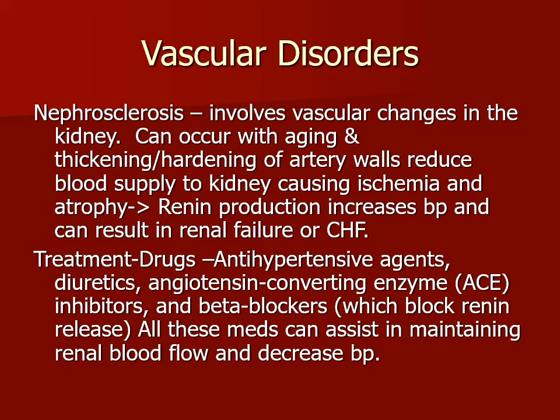Nephrosclerosis involves vascular changes in the kidney, can occur with aging and thickening, hardening of the arterial walls, which cause reduced blood supply of the kidney. This causes ischemia, so reduced blood flow, and that's going to cause atrophy of the tissues. Renin production increases blood pressure, and this can result in renal kidney failure or congestive heart failure.